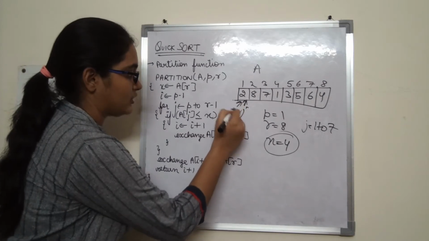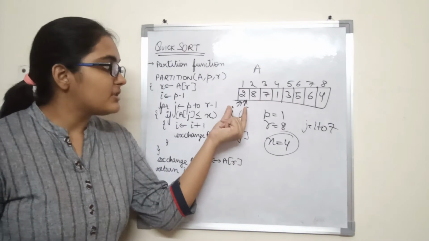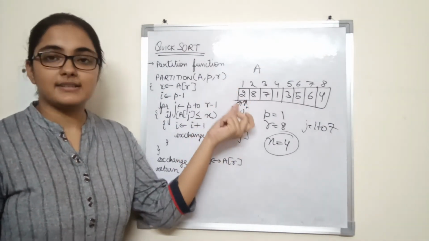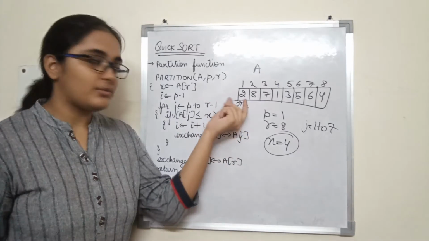And what should it do? Exchange A of I with A of J. But I and J are both pointing to the same element, so when we exchange it, it will remain the same. That is, it is saying exchange 2 with 2. Nothing will happen as a result, so it will remain like that.